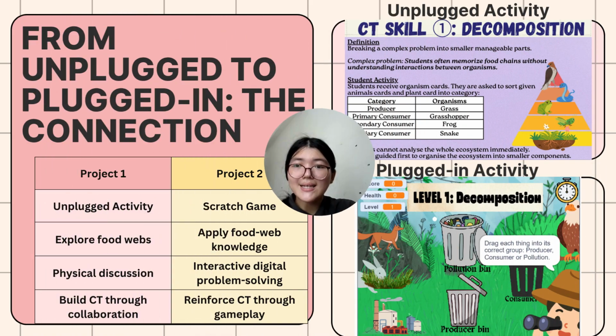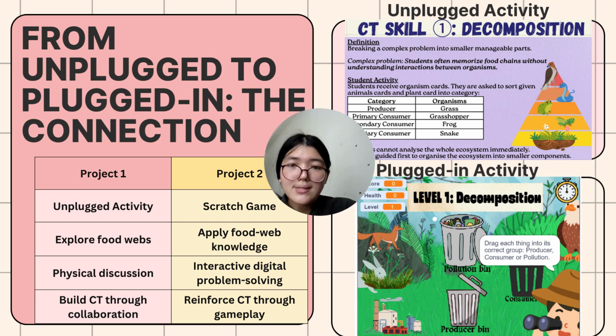For unplugged to plugged-in connections, we are going to look at the differences between Project 1 and Project 2 and also their connections. Project 1 is an unplugged activity that requires students to explore food waste and engage in physical discussions to build a city through collaboration. In Project 2, students answer questions that apply the food web knowledge through interactive digital problem solving. This aims to help students practise and reinforce CT skills through gameplay.